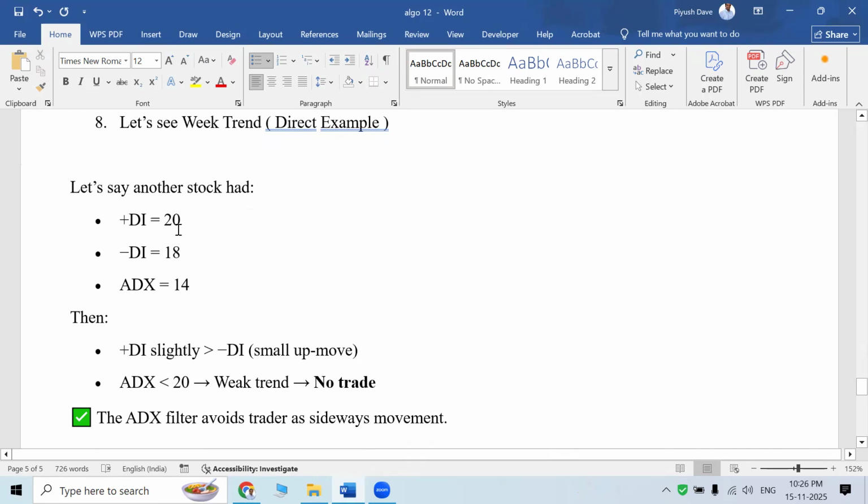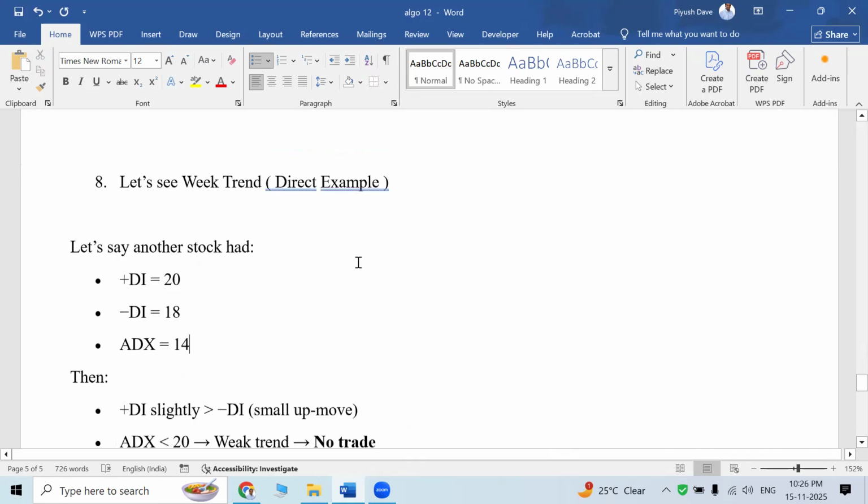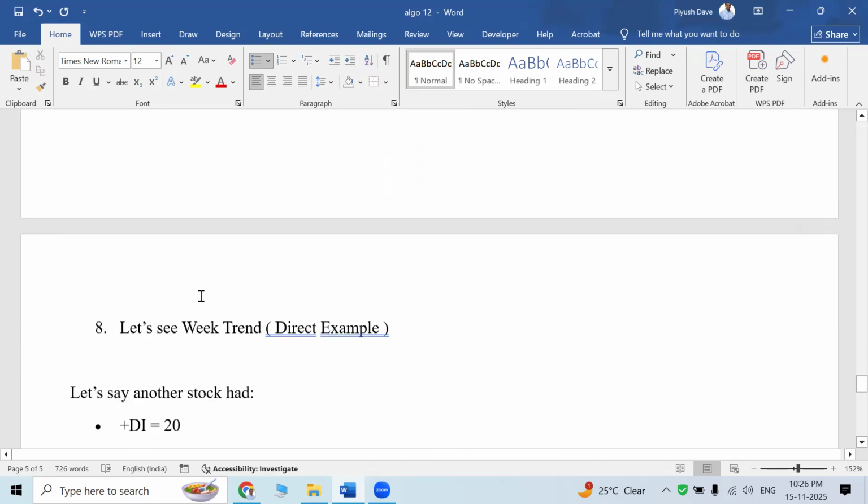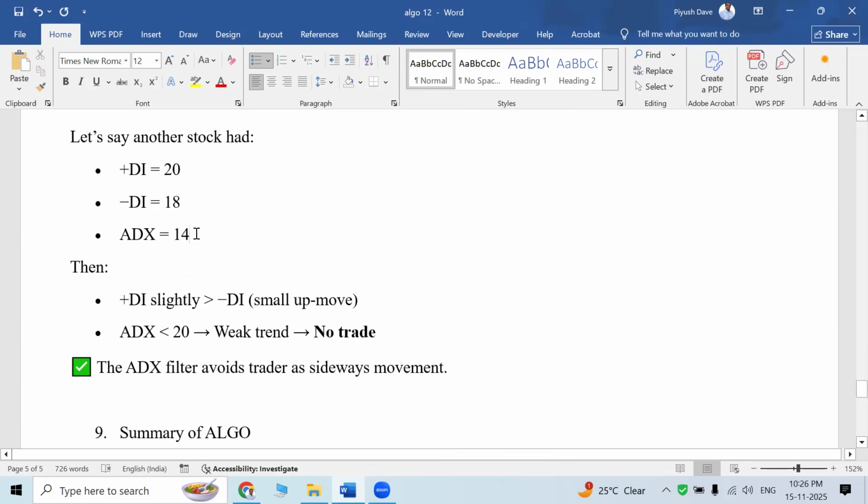Now for one more example, I'm giving a direct example like plus DI comes as 20 and minus DI comes as 18. The plus DI is greater than minus DI. Small uptrend, but the thing is ADX is very small. Like here we get ADX as 66, but here the ADX is coming as only 14. So we are not going to trade at all.